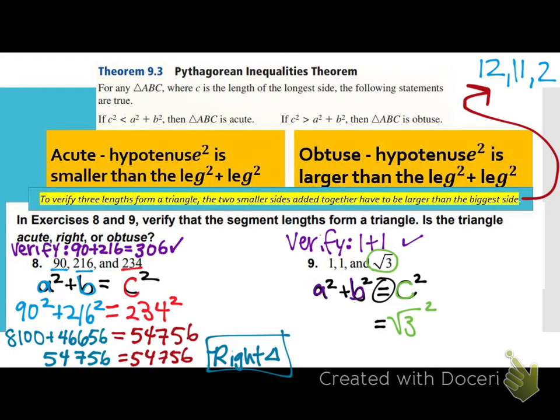A and B are going to be 1 and 1, which is pretty easy. What is 1 squared? Yeah, 1 and 1. 1 plus 1 is 2. The square root of 3 squared is 3. They cancel each other out. So here we're going to compare the hypotenuse squared. If the hypotenuse squared is smaller than the leg squared plus the leg squared, then you have an acute triangle. If the hypotenuse squared is larger, then you have an obtuse triangle. Which of these numbers represents the hypotenuse squared? 3. Is it smaller or larger? Larger. So this is obtuse.